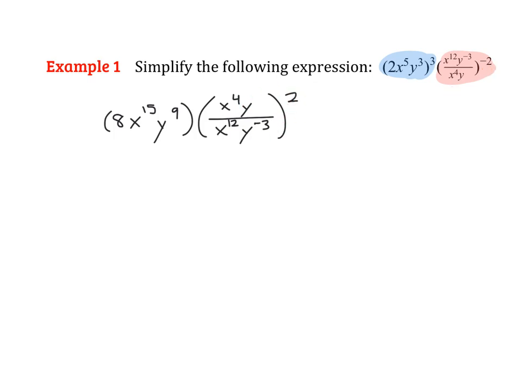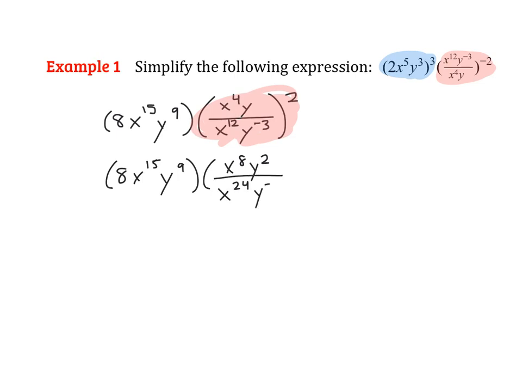So let's keep working with this side for another step. Now we're going to make sure that each term is raised to the power of 2. So this is going to stay the same for now. And this becomes x to the power of 8, y squared, over x to the power of 24, y to the power of negative 6. So again, I'm going to multiply all of my exponents by 2.